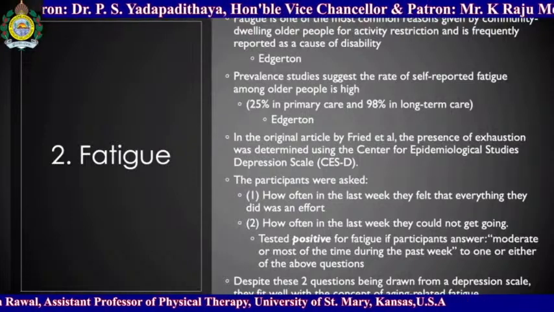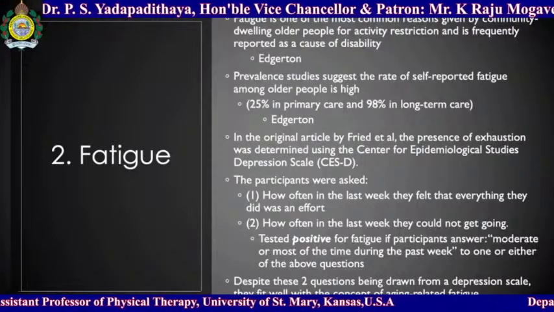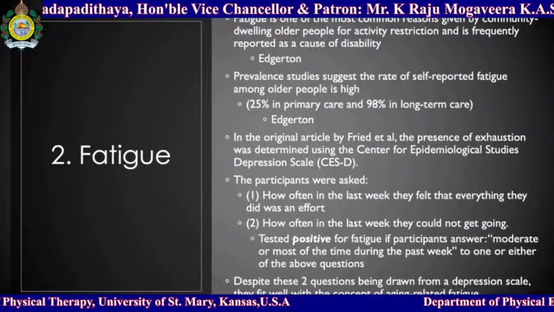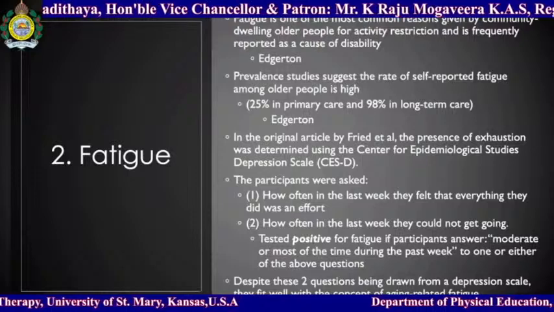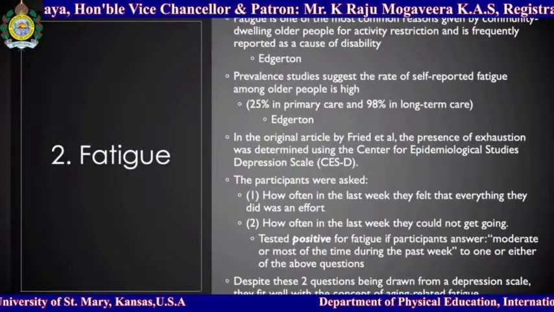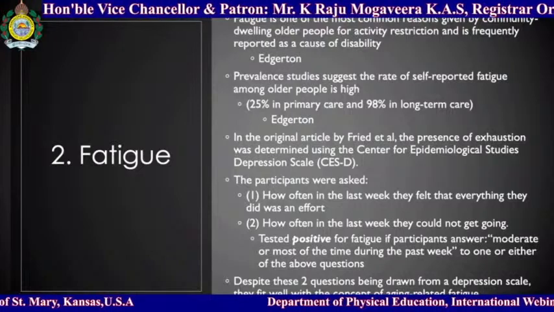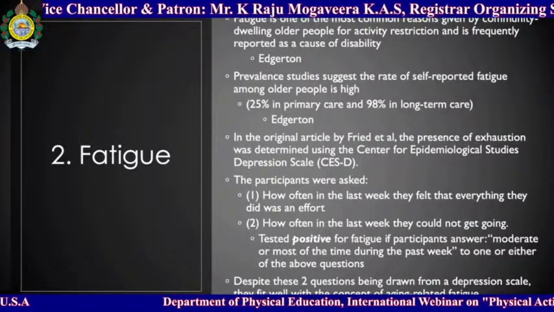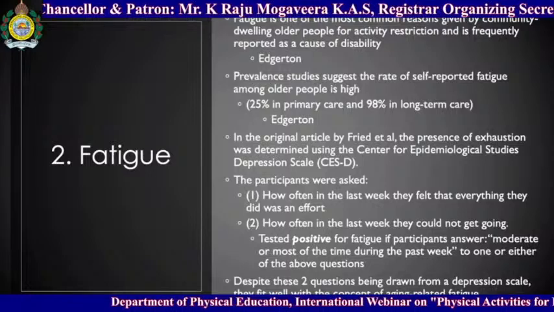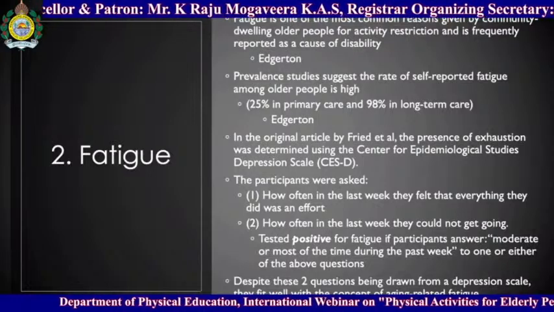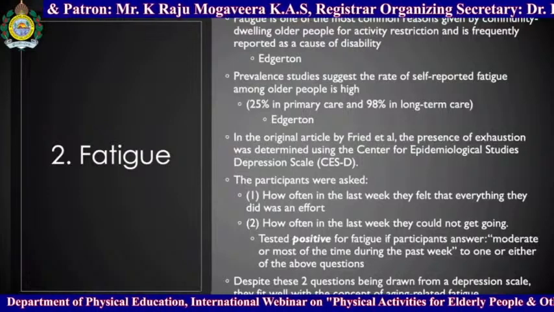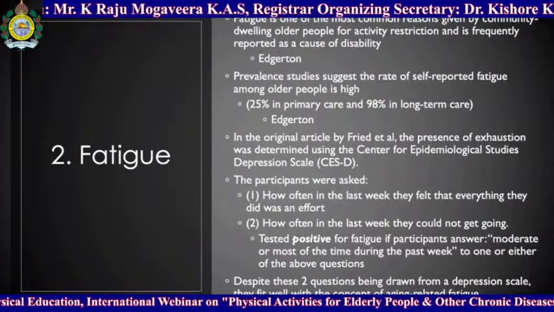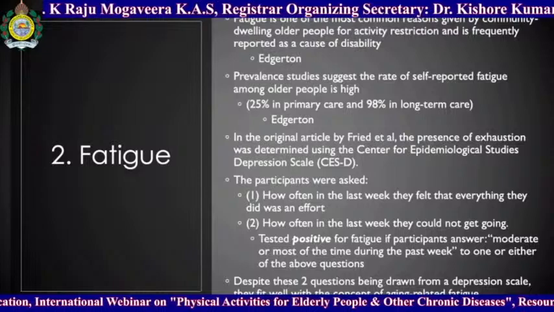The participants were each asked how often in the last week they felt that everything they did was an effort. And the second question was, how often in the last week could they just not get going? They tested positive for fatigue if they answered either moderate or most of the time during the past week for either or both of those questions. Again, these are very easy questions that you can work into a subjective examination as a physical therapist in order to determine if a patient is experiencing fatigue. So these are two good questions that we can definitely put into use.